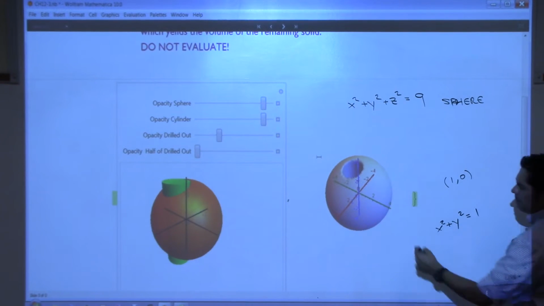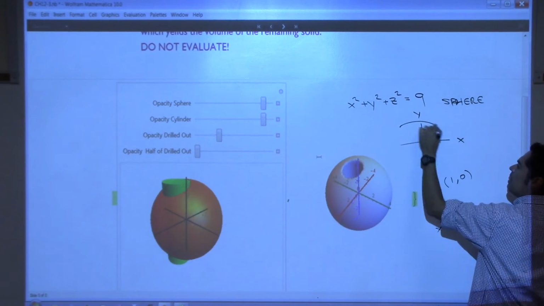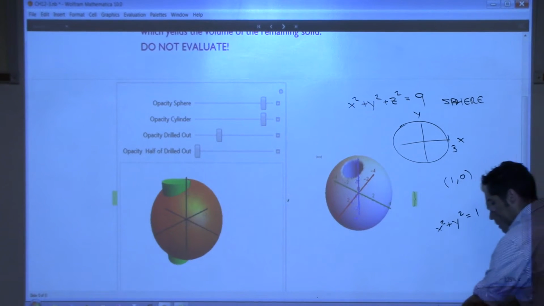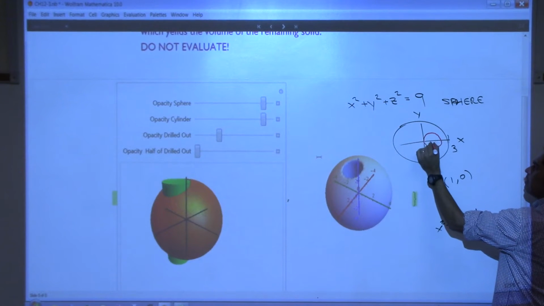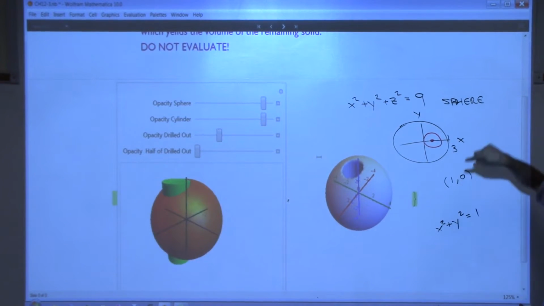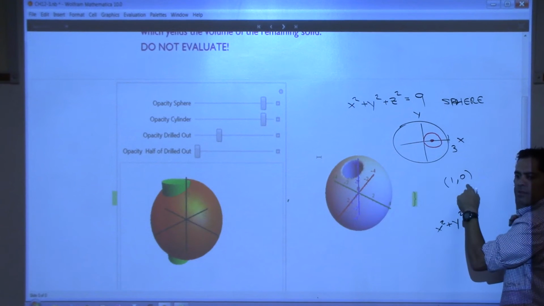So look, if I'm looking straight down on this, let's say this is my x-axis, this is my y-axis. Here's the sphere, right? Radius 3. My drill bit comes in here like this, right? Comes in like that, drills out. So the center of my cylinder should go through this point 1, 0.